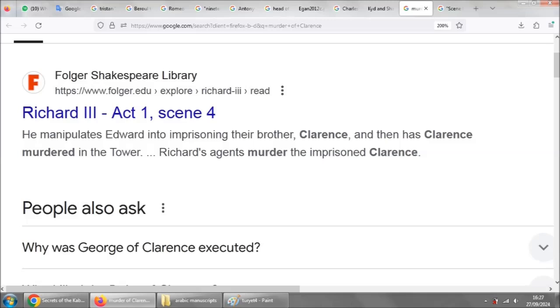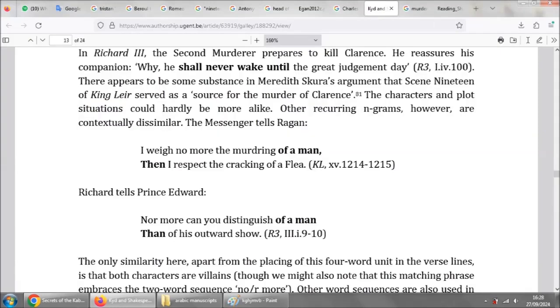Yeah, so now when we look through Shakespeare's work and examine details of this story, what do we find? You could read it in Richard III. In Richard III, the second murderer prepares to kill Clarence. He reassures his companion why he shall never wait until the great judgment day.